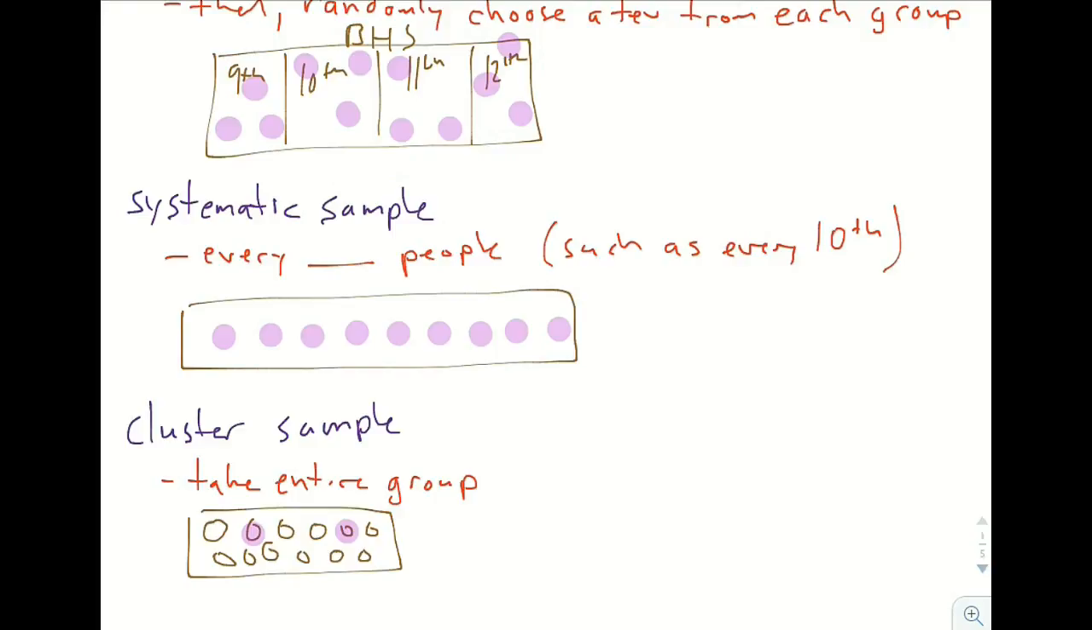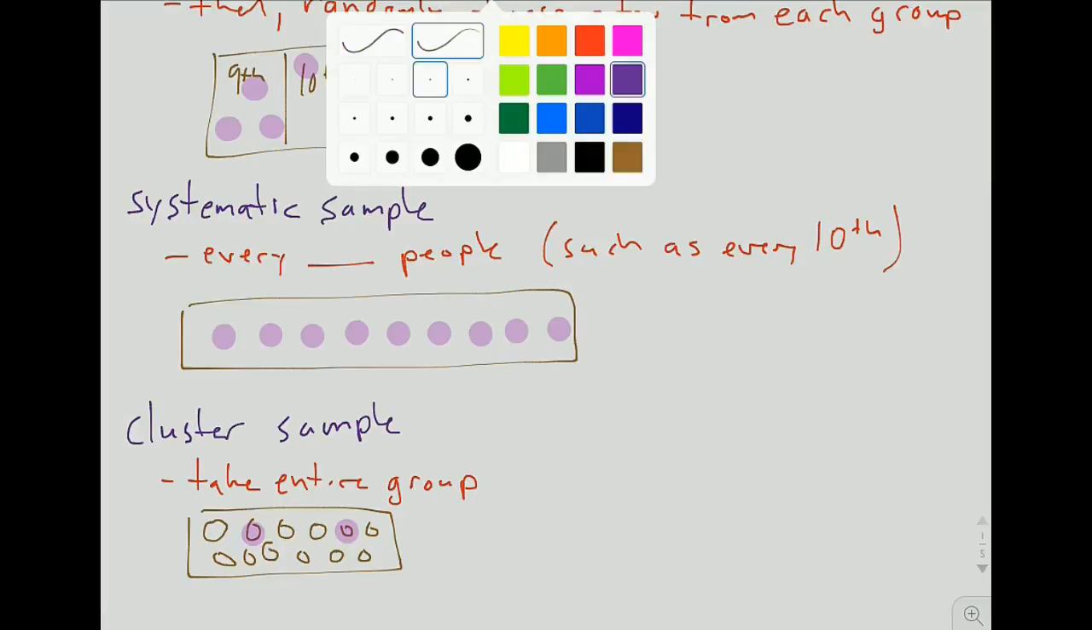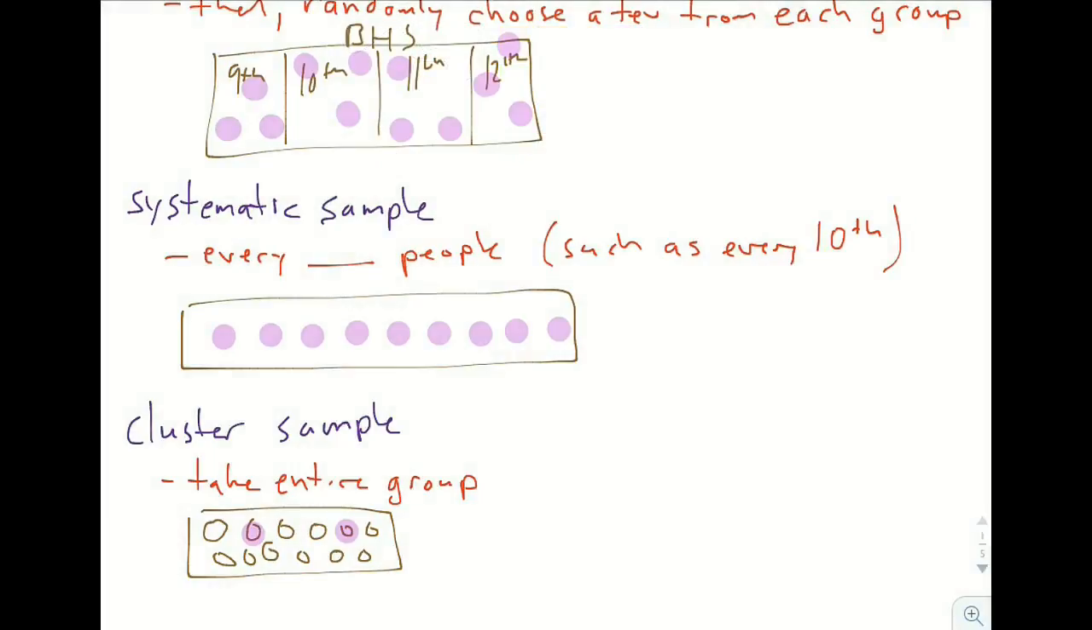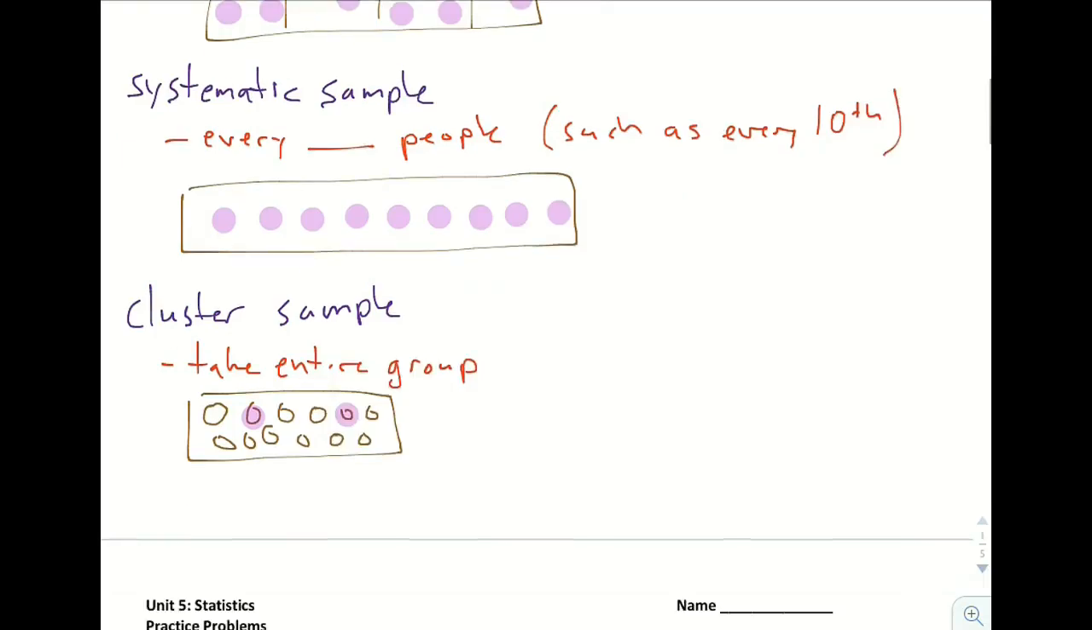Now that has challenges because if these groups are not well mixed, let's say lunch tables, they're not random who you sit with. You sit with people that tend to be more similar to you. So by doing this, you end up getting some very biased results. You typically don't want to use a cluster sample unless you know your groups are randomly spread out.